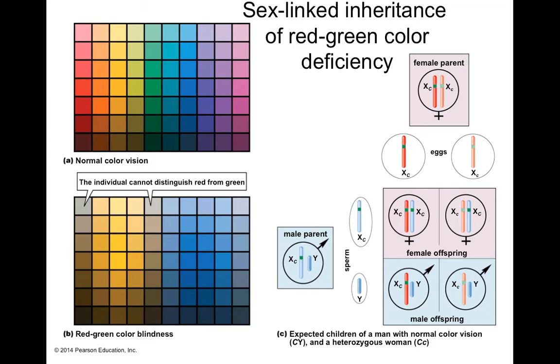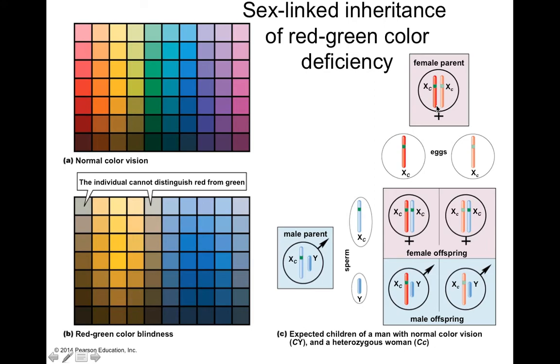Here's just a quick way to demonstrate the difference between what normal color vision looks like and what red-green color blindness looks like. And if these two look the same to you, then it's very likely that you're afflicted with some sort of red-green color blindness. But here we have the red scale, and this is the green scale. And as you can see, the red and the green in a colorblind individual are going to appear to be approximately the same.